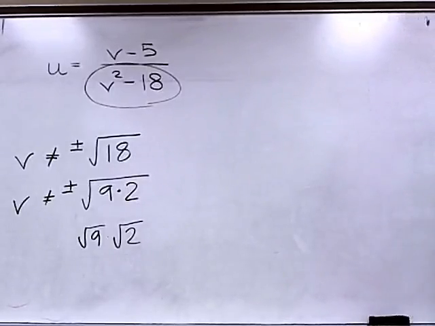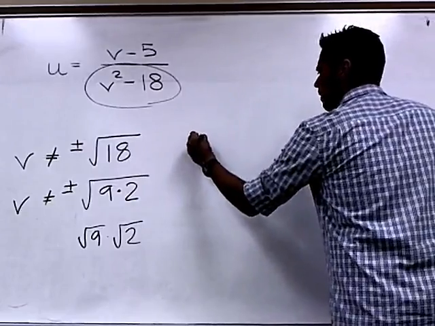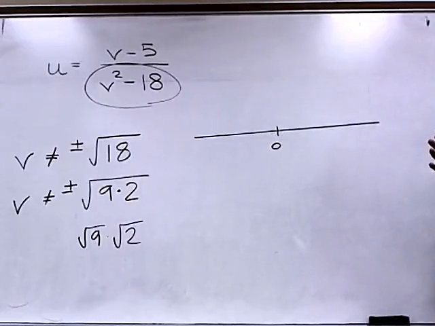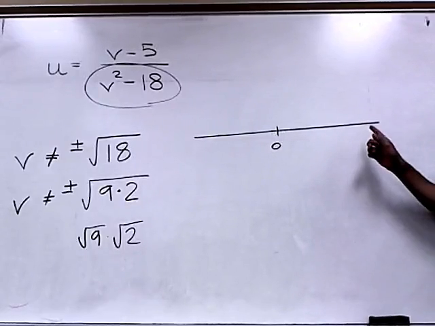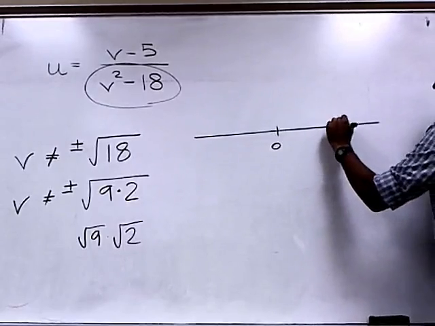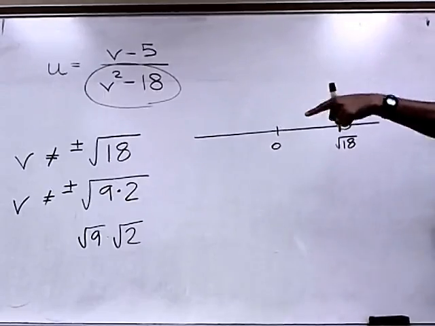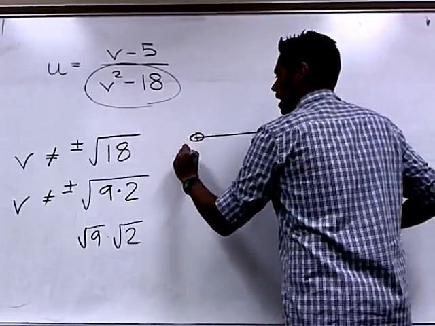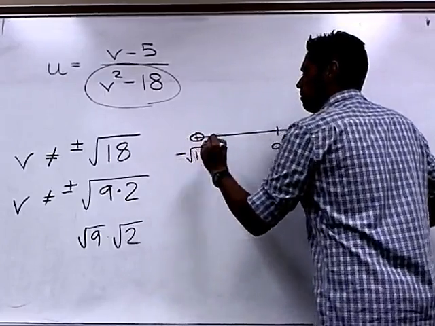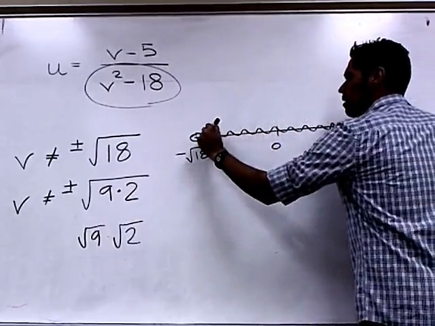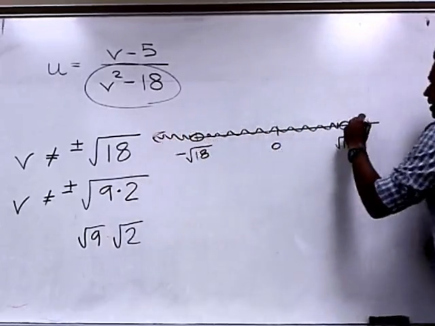Now, we're not done though, right? We're not done because we need the answer in interval notation. So think about what we're saying here. If you look at a number line, if this is 0, we're saying that our v cannot be square root of 18. Right? I'm going to leave an open circle here. We cannot be that, and we can't be on the other side, negative square root of 18, right? Can't have those. We can have anything in between them. We have anything to the left and anything to the right.